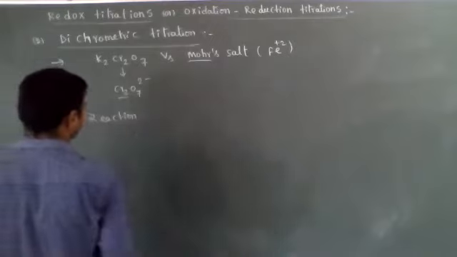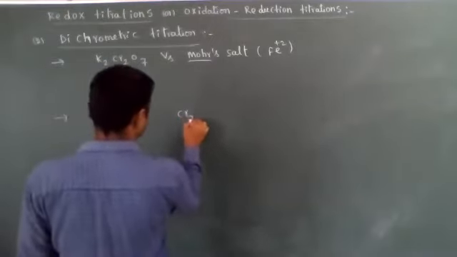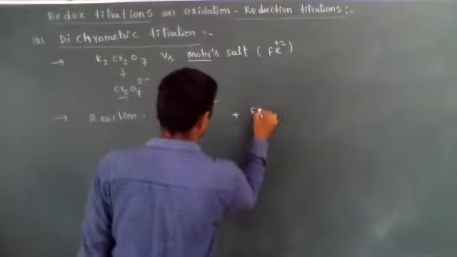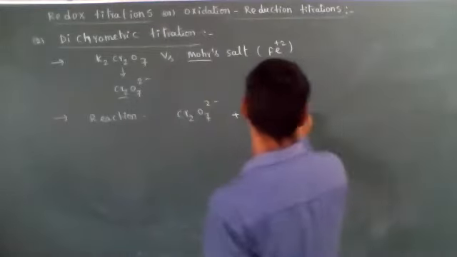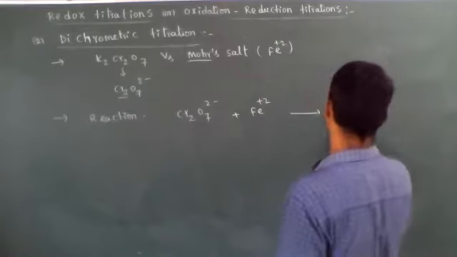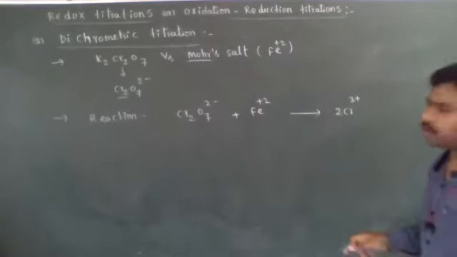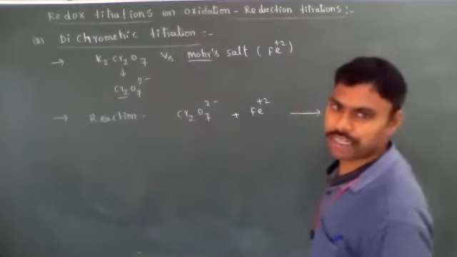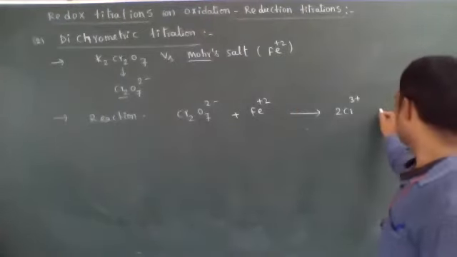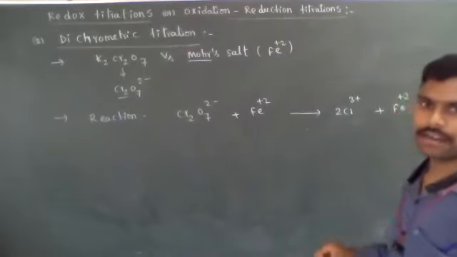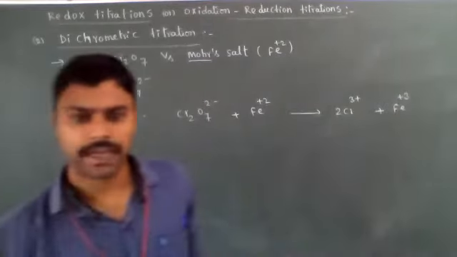So this reaction also takes place in acidic medium. Cr2O7 2- plus Fe2+ in acidic medium is converted into 2Cr3+. Chromium in +6 state is converted into +3 state, and iron +2 is converted into +3.